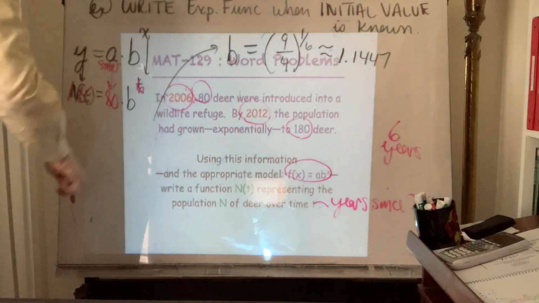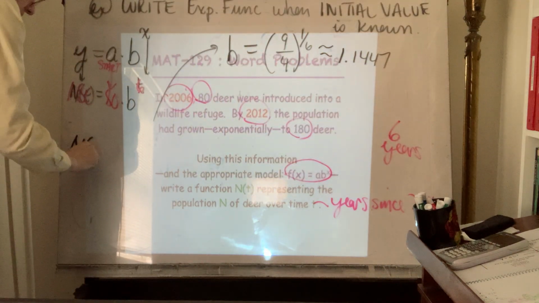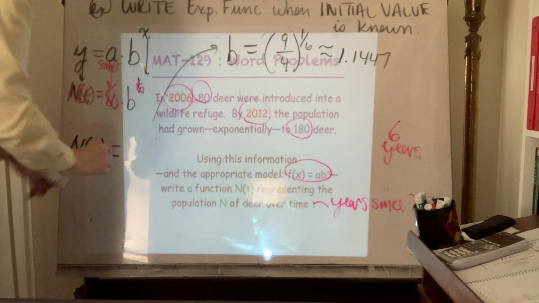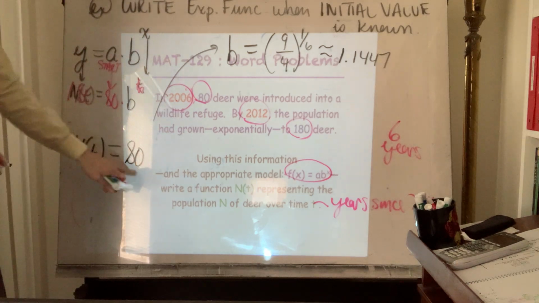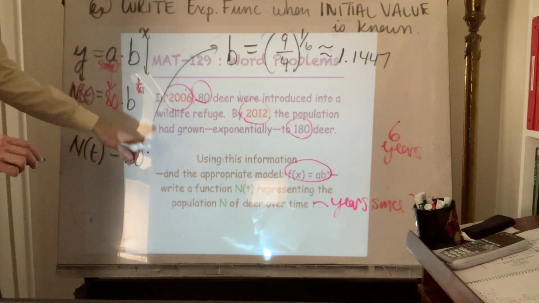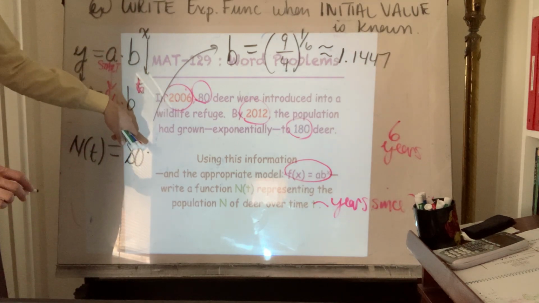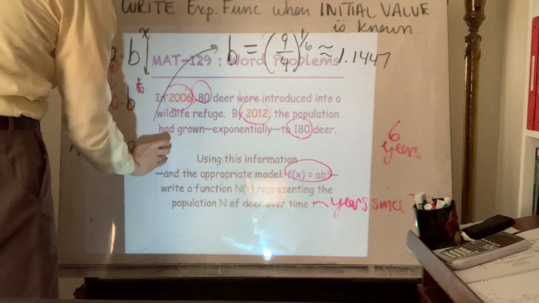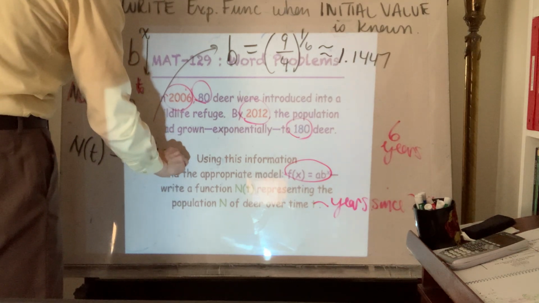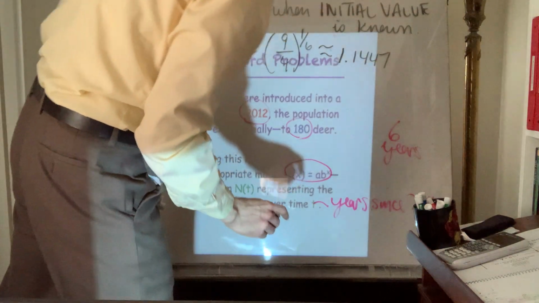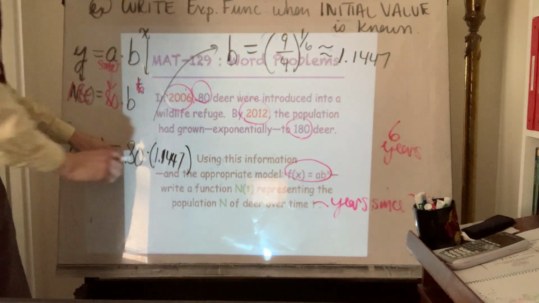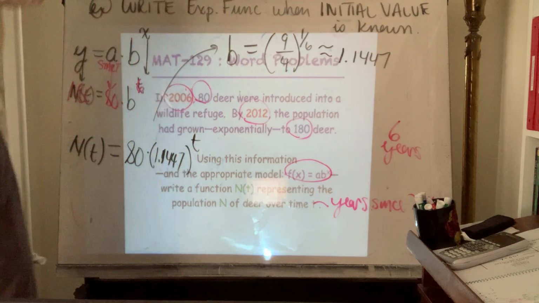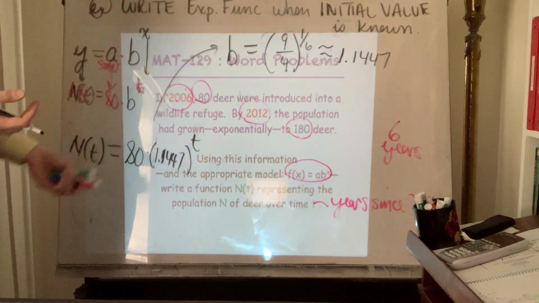this formula. Instead of saying y, you say N of t. You do use 80, because it's the starting point, the coefficient, times, rather, you put in the b value that we just calculated. So we would write that in parentheses perhaps, 1.1447, and then raise it to a t instead of an x. And this will answer anything that is after the point of 2006.